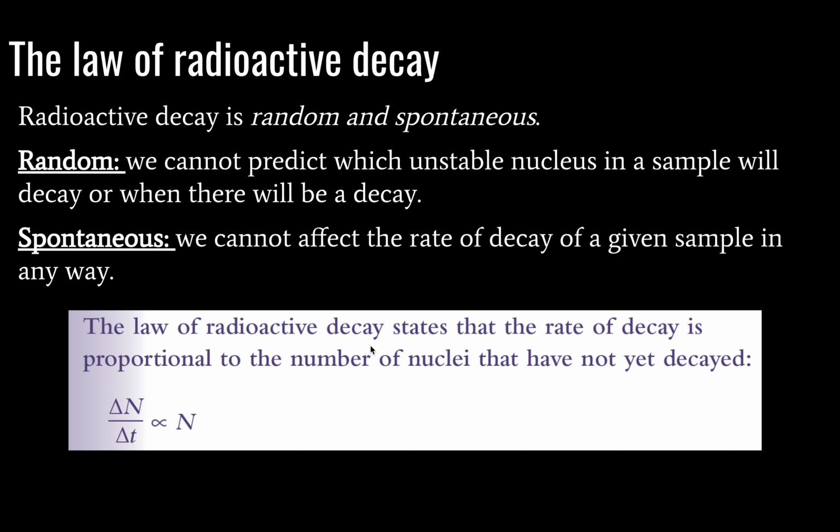The rate of decay is proportional to the number of nuclei that have not yet decayed. So here we have our change in nuclei divided by our change in time, and this is proportional to the number of nuclei, exactly what we've stated here.